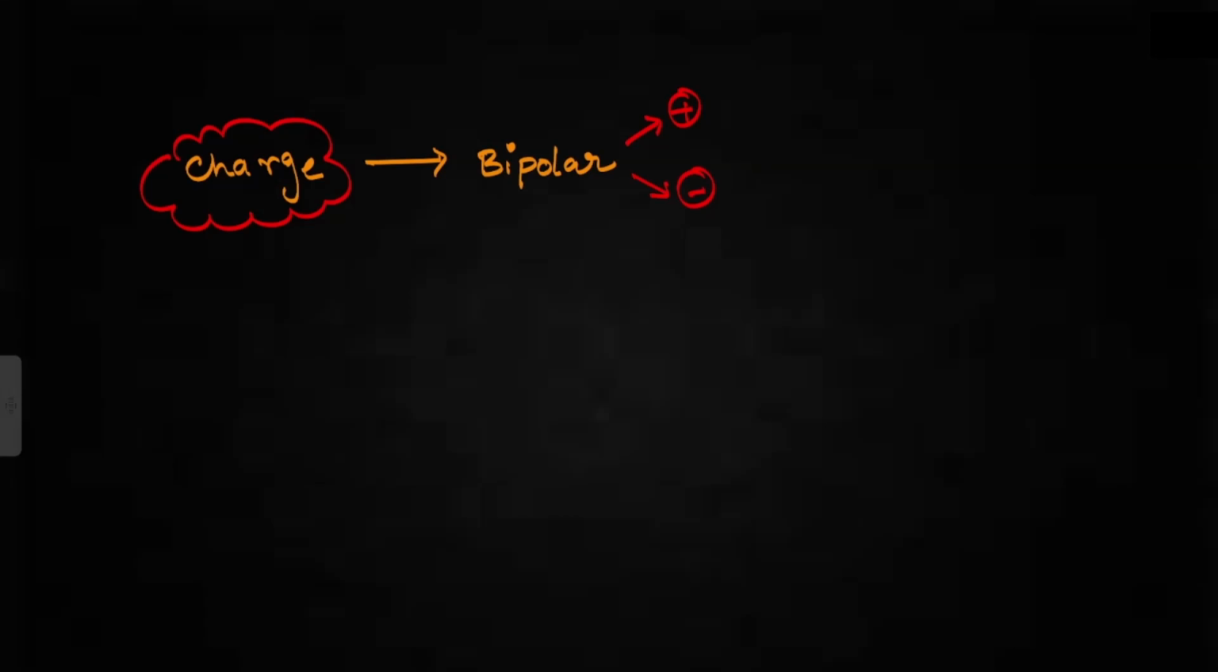Now first, let us say what is the fundamental unit of either electrical or electronic components, that is charge. So this charge is bipolar. That means it has positive and negative. Charge can be positive or charge can be negative. So this is the fundamental quantity of all electronic or electrical components. So now let us understand how we are getting voltage.